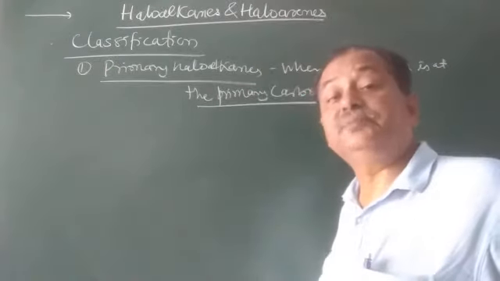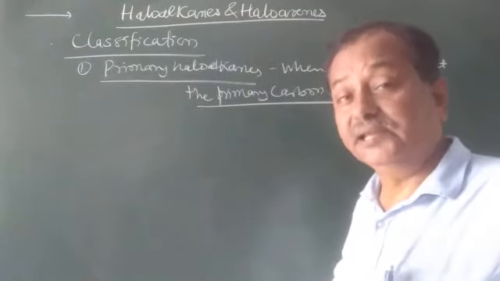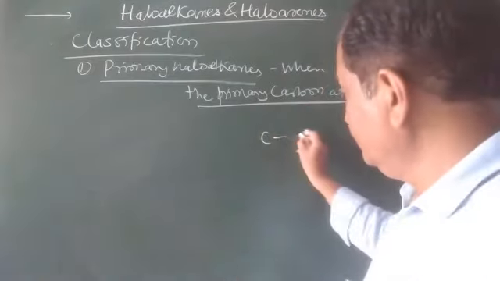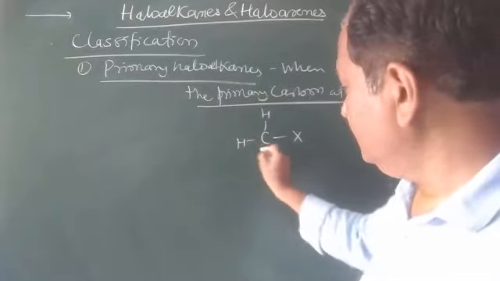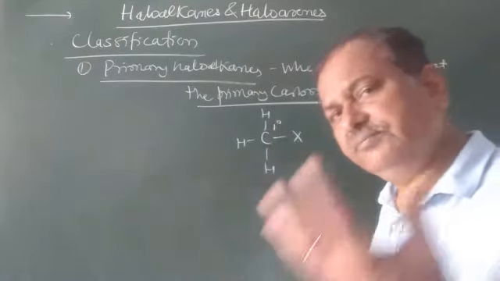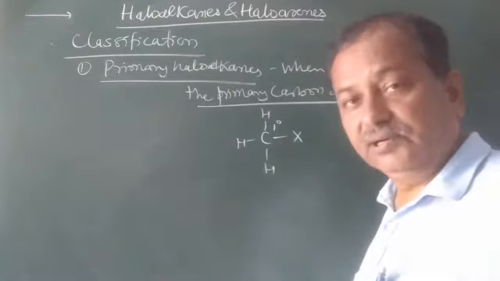A carbon is said to be primary when all three valencies are satisfied by adjoining hydrogen. See here, this carbon having the X and the H. So this carbon is a primary carbon. Since the primary carbon has the halide, this is a primary haloalkane.